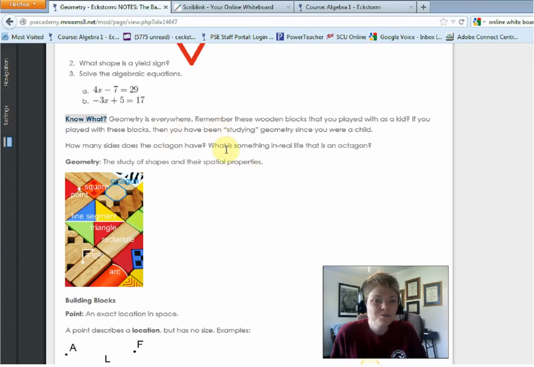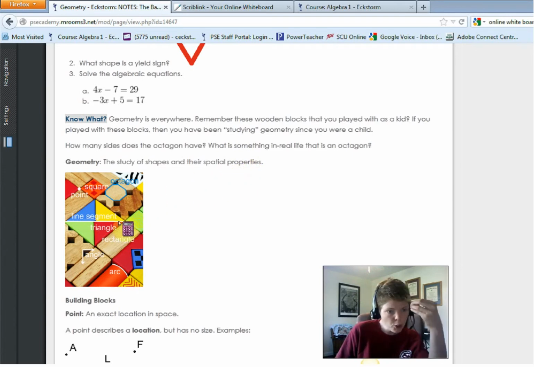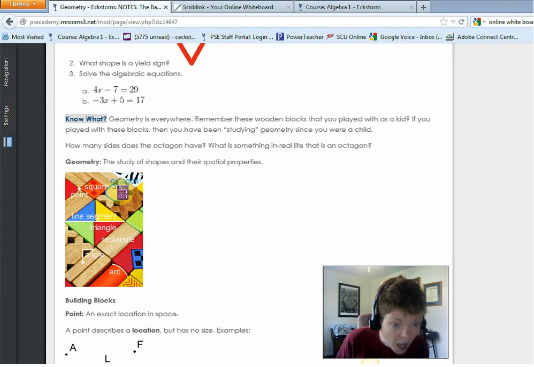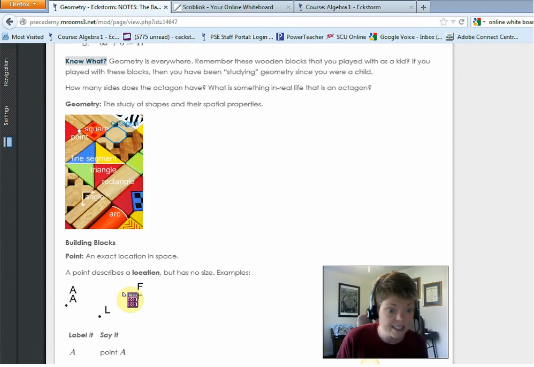So we've got geometry everywhere. Look at these blocks. Do you need to write any of this down? No, you're reading this, you're putting it in your head. You've got angles and rectangles and a triangle and a line segment. What is that? We're going to talk about it. An arc, a point, a square. An octagon that's not shaped like a stop sign. How about that? It has 8 sides though.